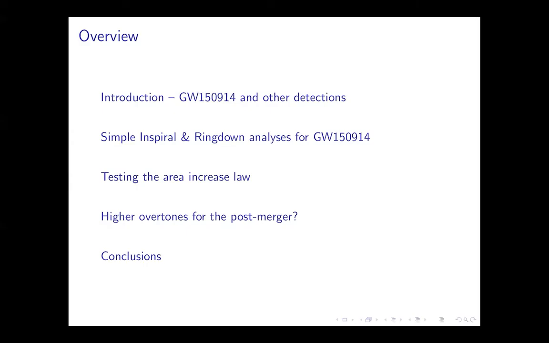How an example of what I would call an in-spiral ring-down consistency check. So an example of that is the area increase law. And then comes the main part of the talk, which is, again with the ring-down, the evidence for the higher overtones, and what can we say more about that from the point of view of the black hole itself.